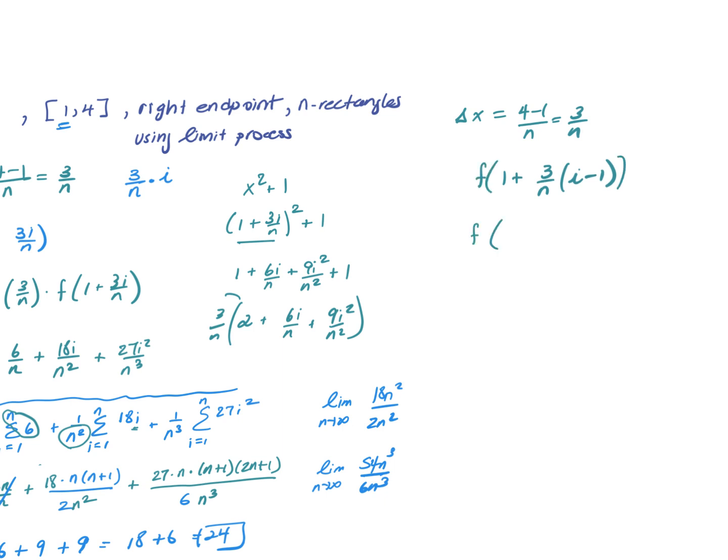So f of, so it's 1 plus, so we're going to get 3I minus 3 over n. So you have to plug that into the x squared plus 1. So give it a shot. Again, you should still get the same answer, right? We should still get the 24.